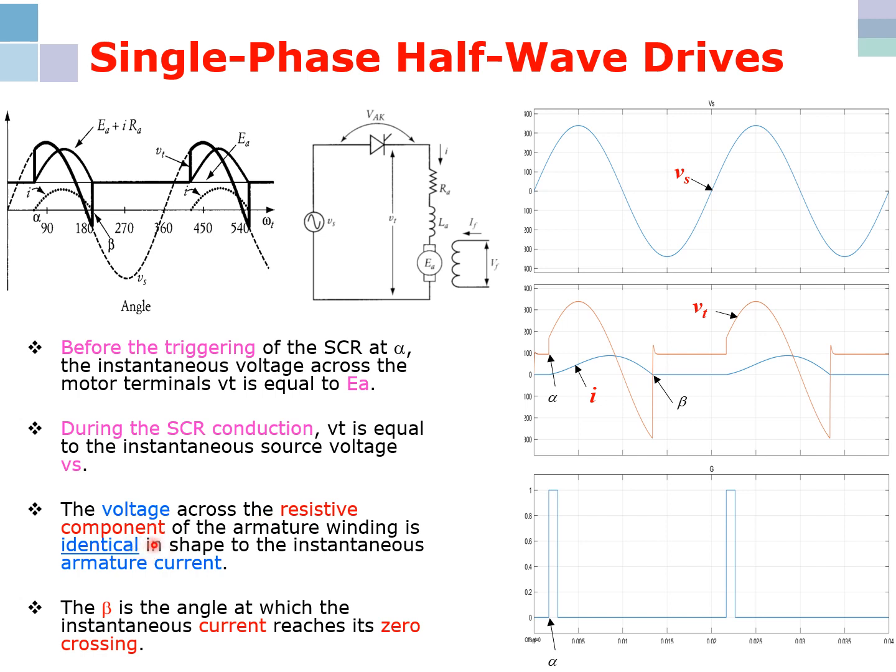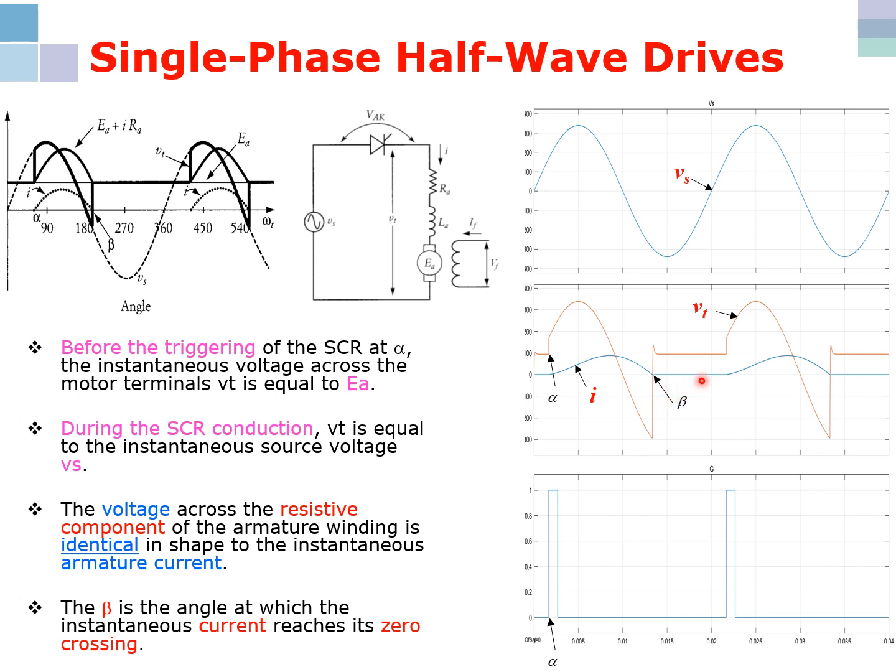Okay, so the third one, the voltage across the resistive component of the armature winding, is identical in shape to the instantaneous armature current. And then the beta. The beta is the angle at which the instantaneous current reaches its zero crossing. So what happens at the zero crossing, when the beta is at zero?